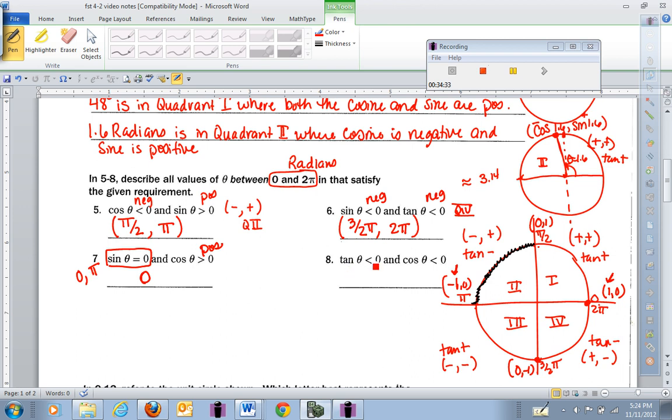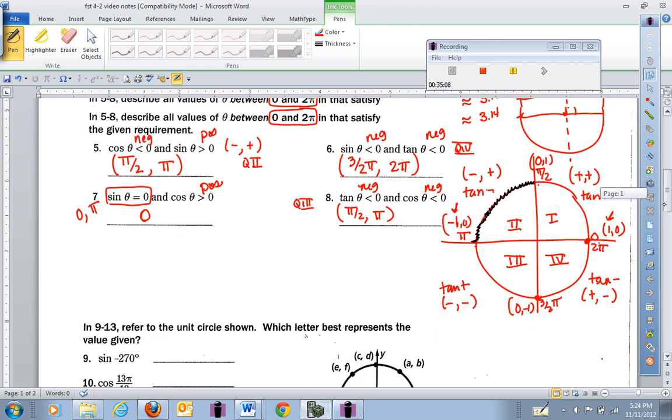Okay, when it says tangent theta is less than 0, that's where tangent is negative. Cosine theta less than 0, that's where cosine is also negative. So where is cosine negative and where is tangent negative? That's going to be in quadrant 3, right here. Cosine and tangent are both negative. Quadrant 3 starts at pi over 2, and it goes to pi. There you go. Okay, so you kind of have to decode those a little bit, but you'll have some really good video notes to help you out with your homework when you get to those problems on your homework.